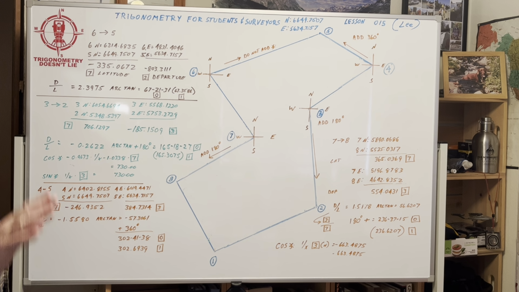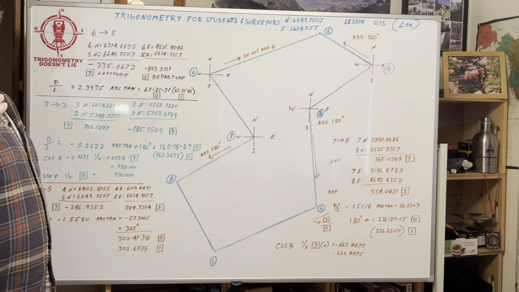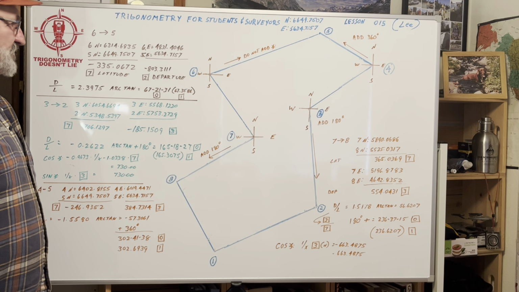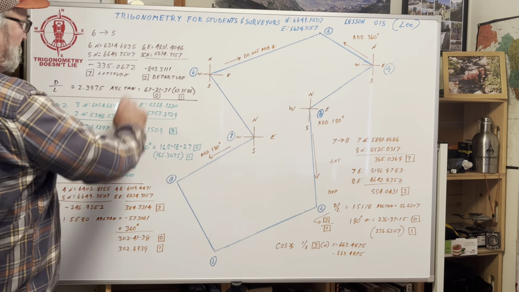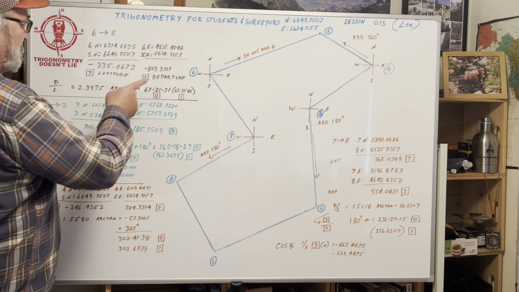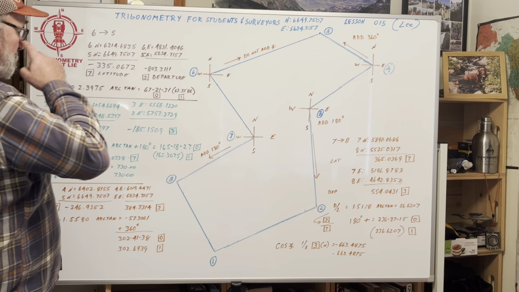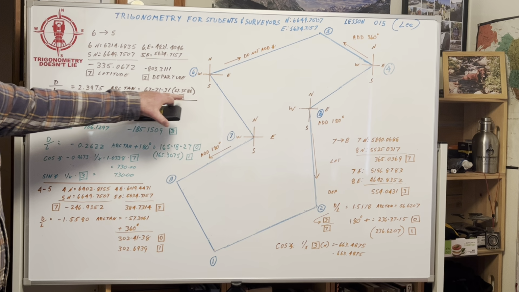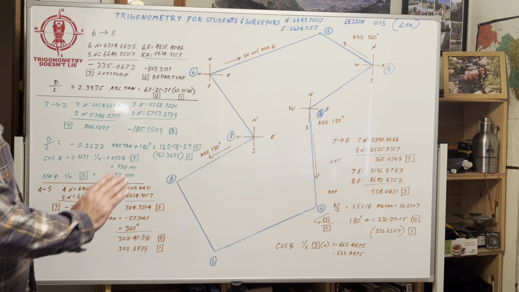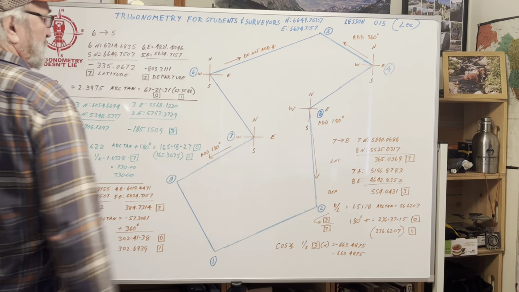Well, we want the hypotenuse of that. So we could revert back to the Pythagorean theorem, a squared plus b squared equals c squared. So we would square these, add them together, and then take the square root of that. The other way is we already have this number written in. So we're going to use it that way.